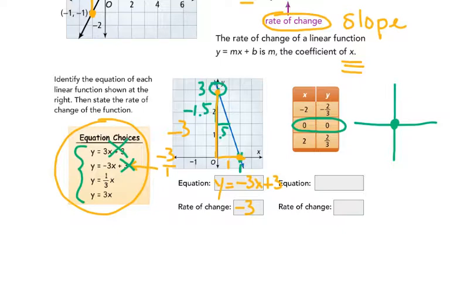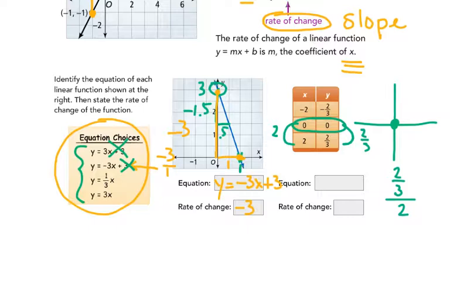So what we're going to do is find the rate of change by doing the change in y's over the change in x's. So from 0 to 2/3 it goes up 2/3, over the change in x's, it goes up 2 for the x's. So it's 2/3 over 2. Now let's review what that means.